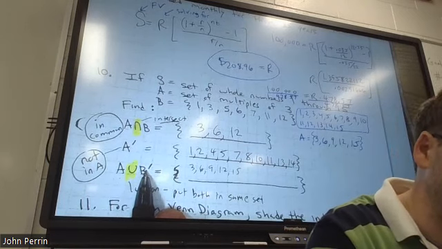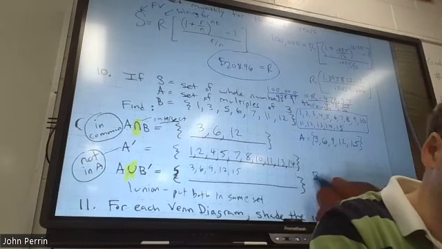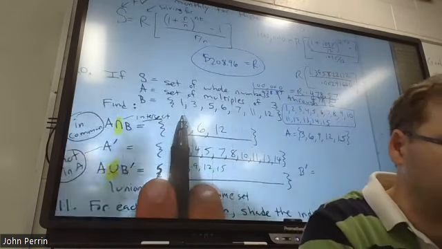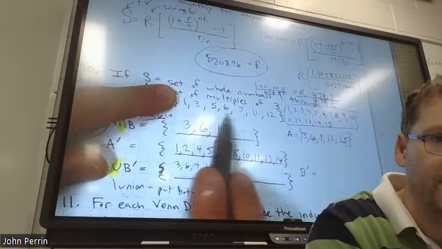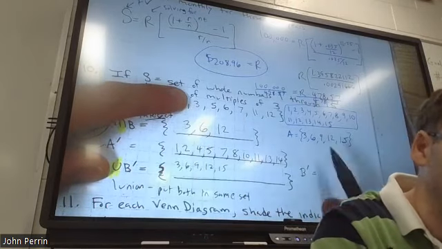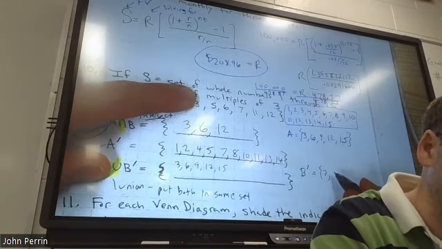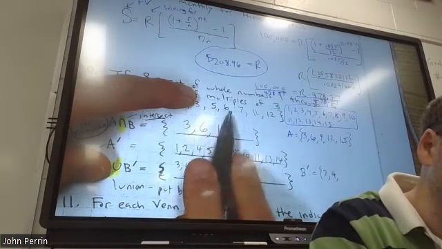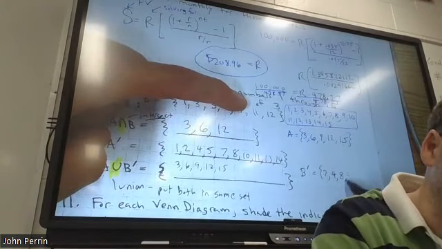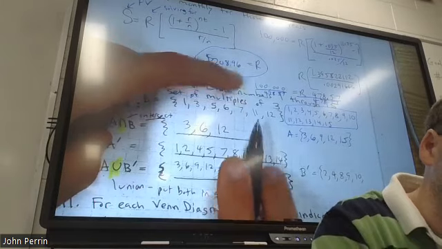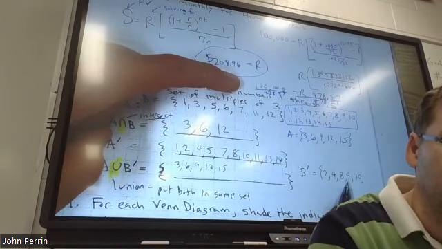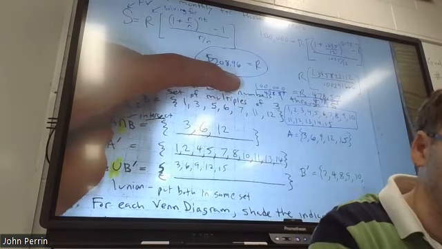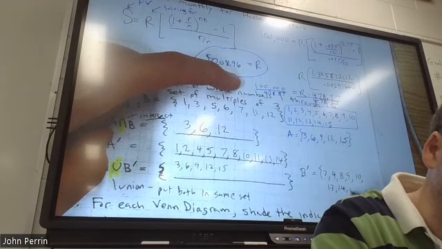So perhaps we should write out what's not B. Let's see. B was 1, 3, 5, 6, 7. What's not B? Well, it'd be 2. It would be 4. It would be 8, 9, and 10. 11 and 12 are there for B, so we're not going to write 11 and 12 here, but 13, 14, and 15.